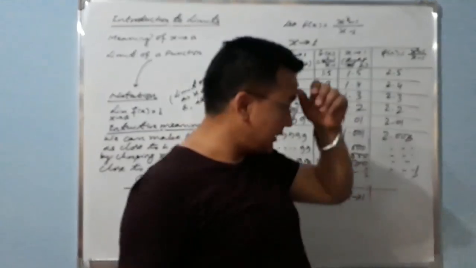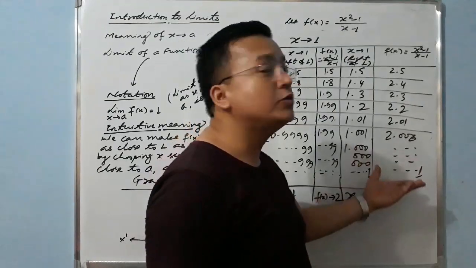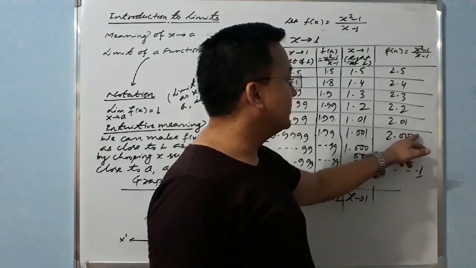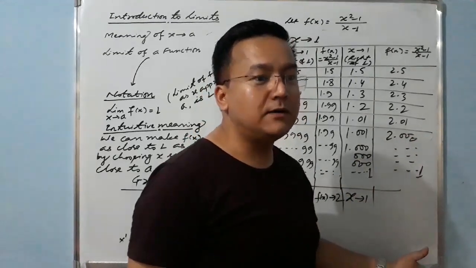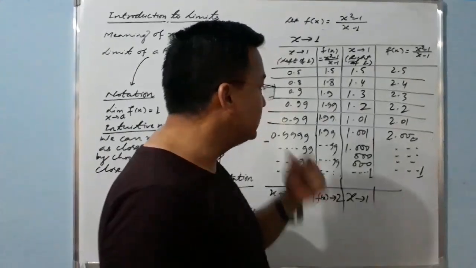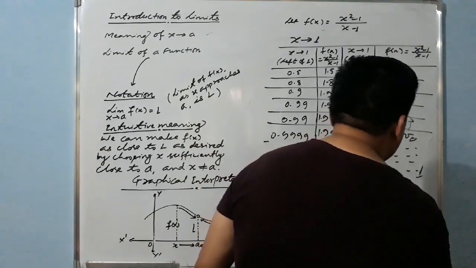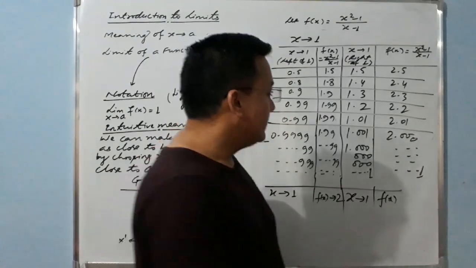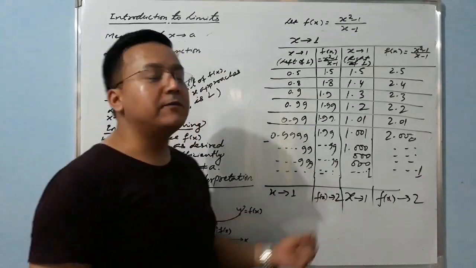And again you can say f of x is approaching 2, because we got 2.5, 2.4, 2.3, 2.2, 2.01, 2.000001, which is very near to 2. Finally, f of x can't be less than 2 here, and this means f of x tends to 2. So this is the limit of the function.